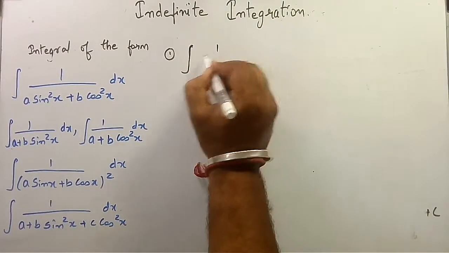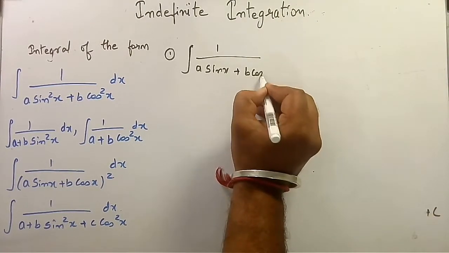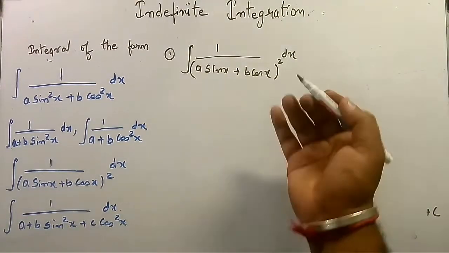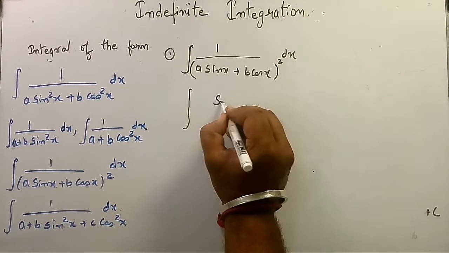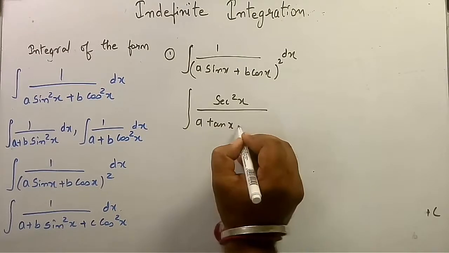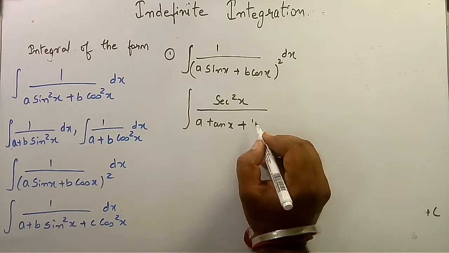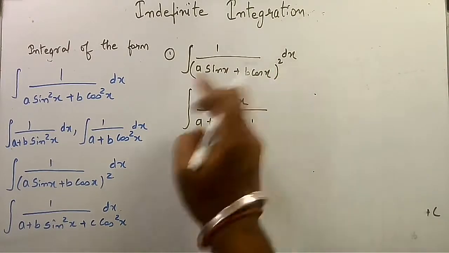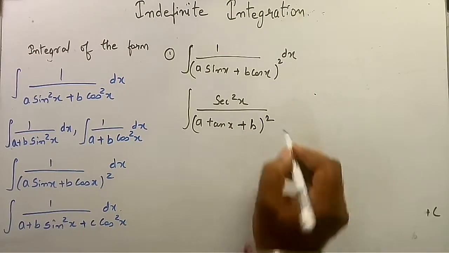That is the integral of 1 by (a sin x plus b cos x) whole square dx. What is the first step? Divide the numerator and denominator by cos square x. What will you get here? You will get sec square x upon a tan x plus b. Sorry, we need to expand the denominator, or we can directly take common cos x from the denominator. We will get (a tan x plus b) whole square.